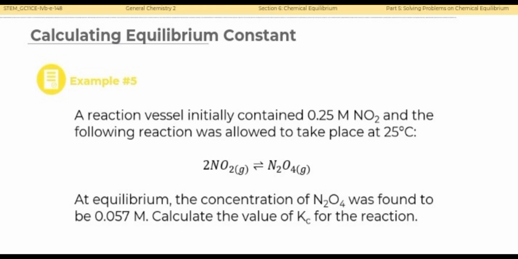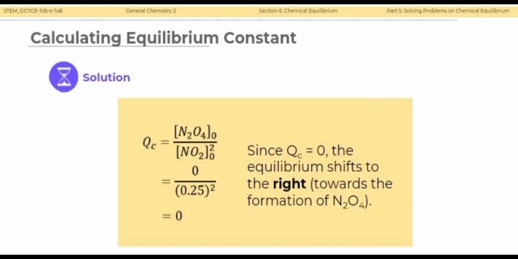2 moles of nitrogen dioxide reacting reversibly to form dinitrogen tetroxide. At equilibrium, the concentration of dinitrogen tetroxide was found to be 0.057 molar. Calculate the value of the equilibrium constant for the reaction. So this is our solution.